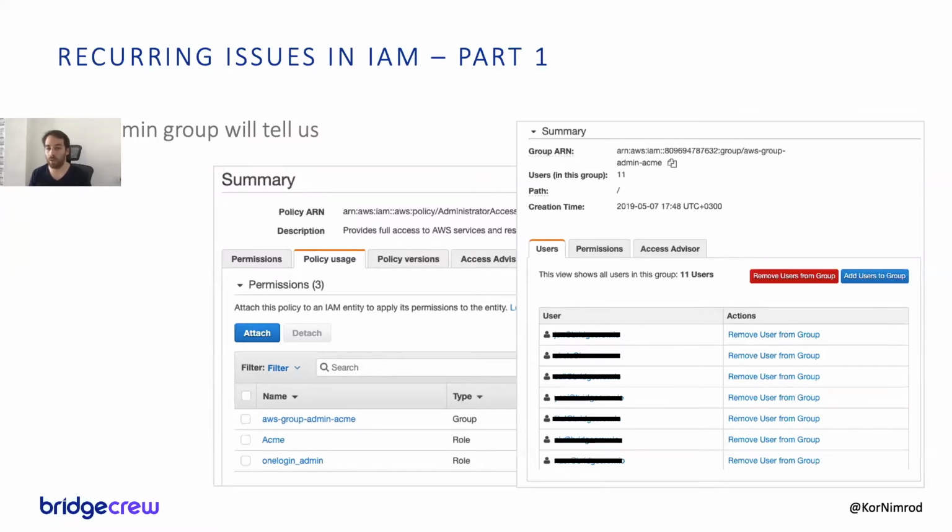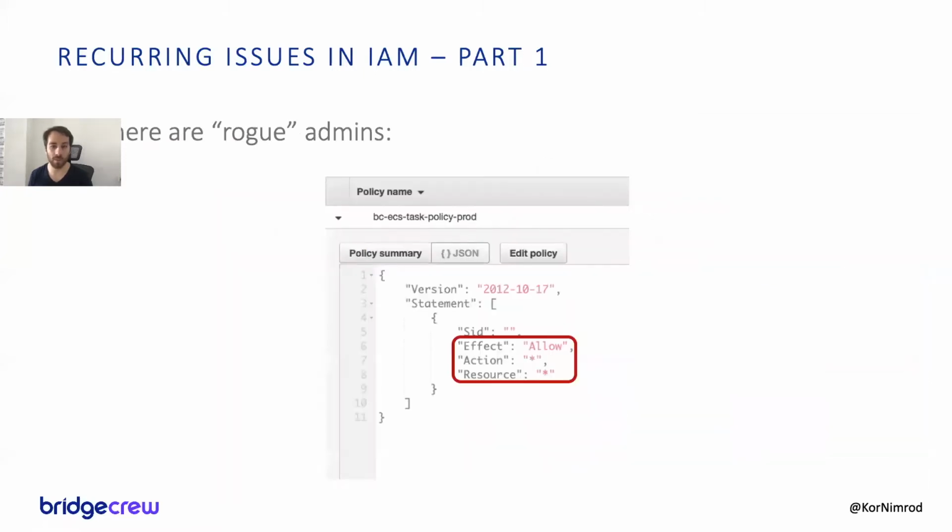So that's all the account admins, right? Well, almost. You see, this policy is attached to some role. It's related to ECS, as the name suggests. And you can see that it allows all actions on all resources. That's an admin, right? Except it doesn't show anywhere in the account. I need to go through all the policies to find these policies and fix them.